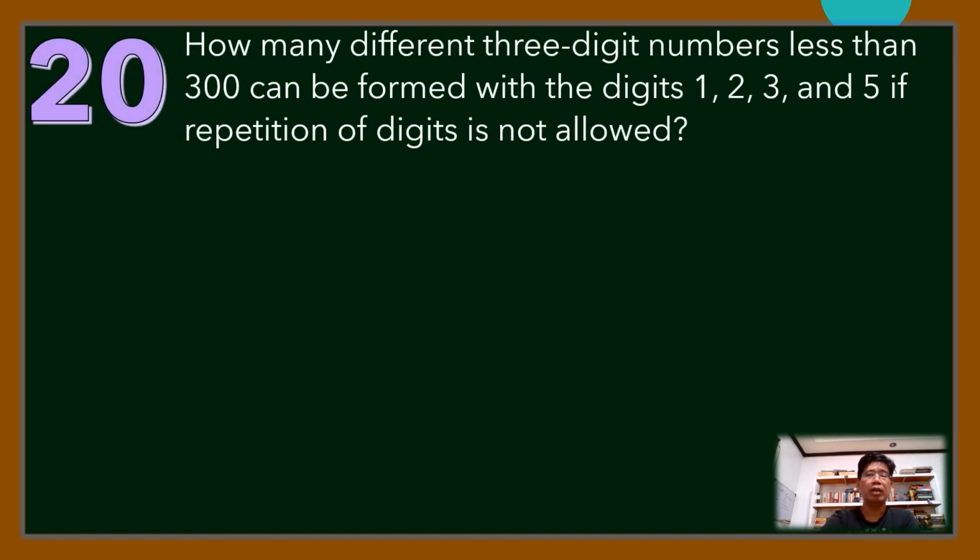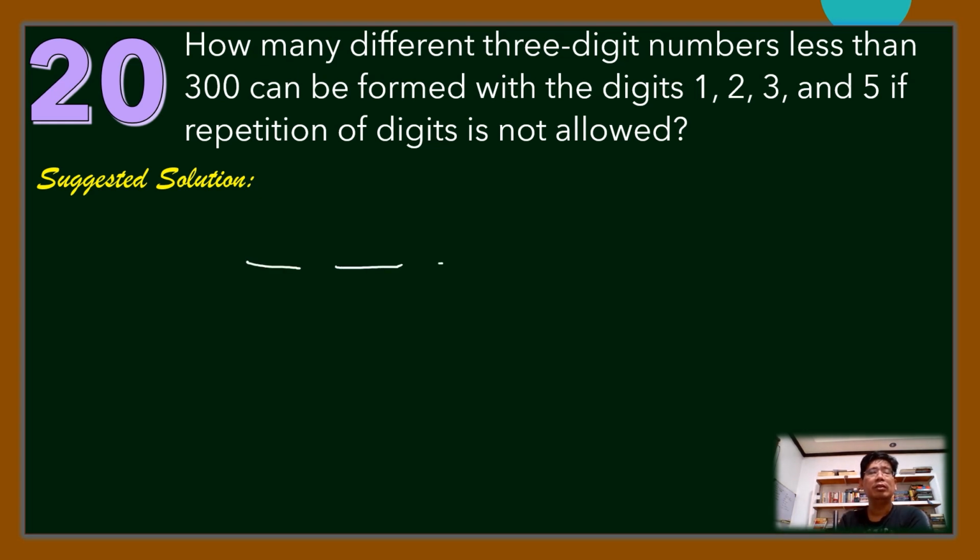Number 20. How many different 3-digit numbers less than 300 can be formed with the digits 1, 2, 3, and 5 if repetition of digits is not allowed? For our suggested solution, let us have the 3-digit numbers that can be formed by the digits 1, 2, 3, and 5, considering that the 3-digit numbers are less than 300.